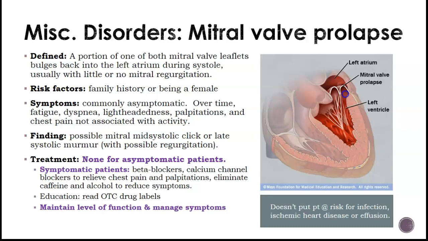So it could be beta blockers, calcium channel blockers to relieve the chest pain and palpitations just from the irritation. Eliminate caffeine and alcohol to also reduce those symptoms. And you want to educate your patient about reading over-the-counter drug labels. And the big thing is just teaching patients about maintaining a level of function and managing their symptoms. Having mitral valve prolapse doesn't put a patient at risk for infection, ischemic heart disease, or effusion.